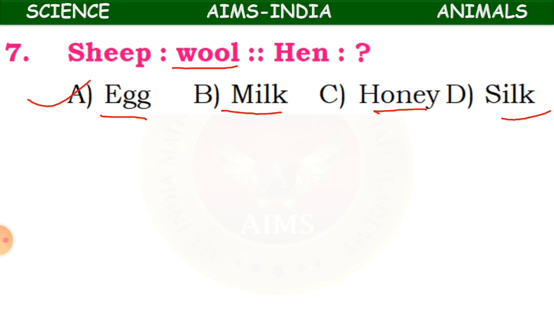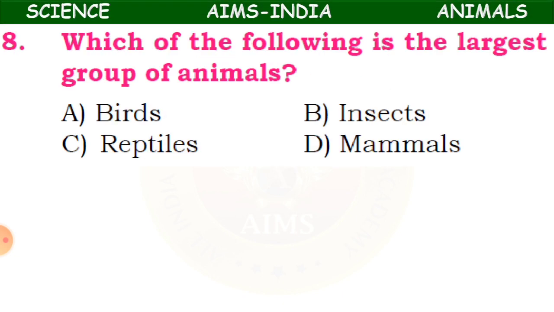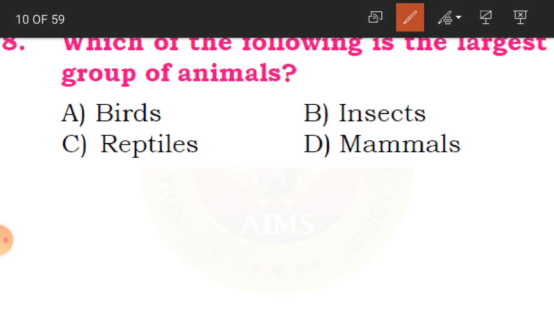Clear? Now, which of the following is the largest group of animals? Largest group of animals in the sense, so many in number. So, these particular animals are spread in a wide number. In the sense, there are so many in number that we have also learnt in our lesson. So, which is the largest group of animals? Whether they are birds, insects, reptiles or mammals.